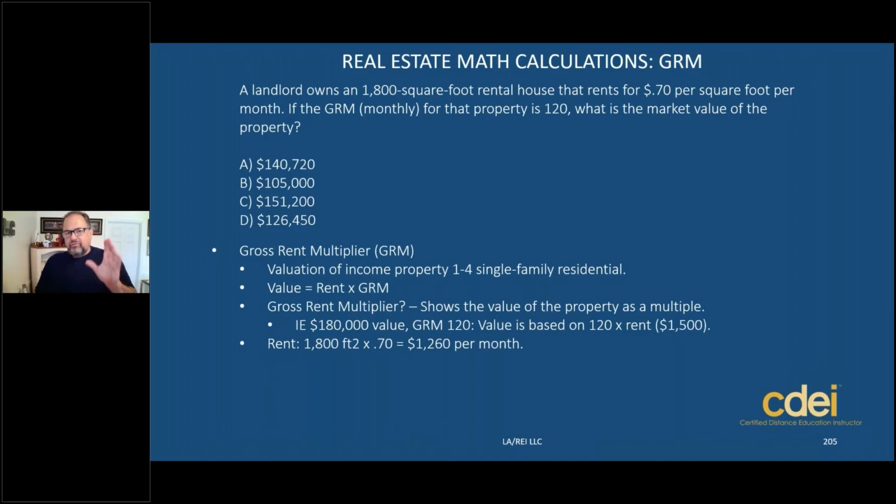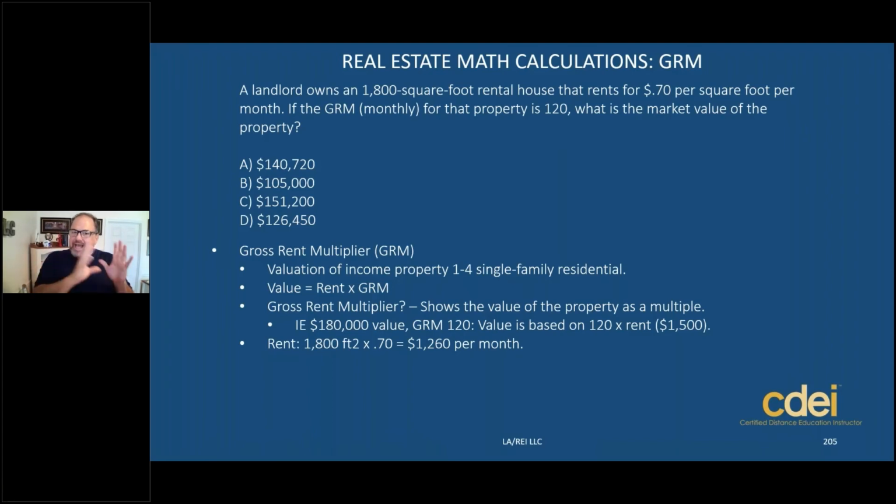Now listen to me carefully. They like to throw these extra steps in there. You see the word GRM, and all of a sudden you're like, okay, no big deal, value is equal to rent times GRM. And you look at the problem and then you kind of go, uh-oh, where's my rent? I don't have a rent. So there are a couple of extra steps that these test writers put in there to test your knowledge.